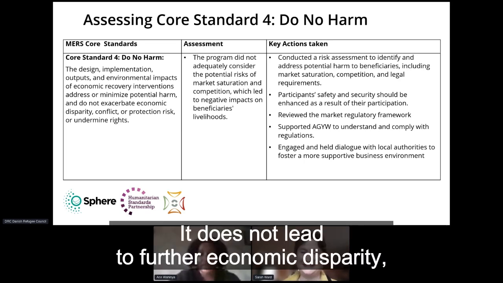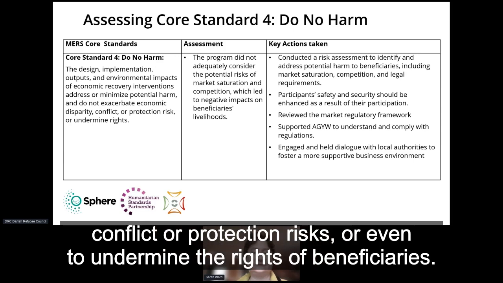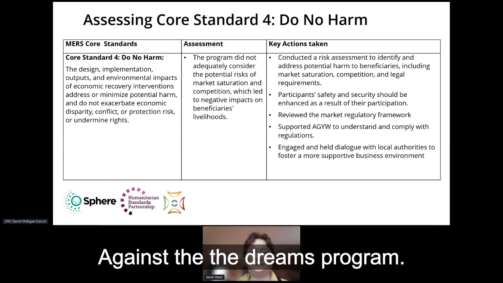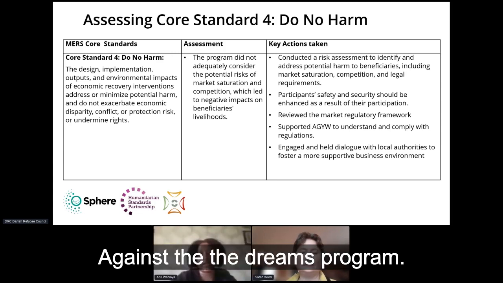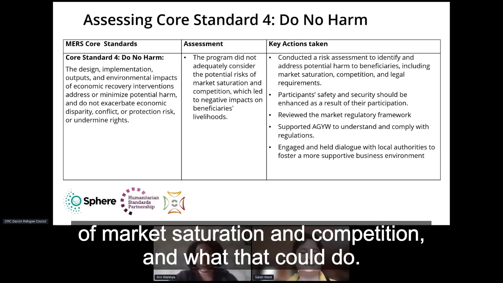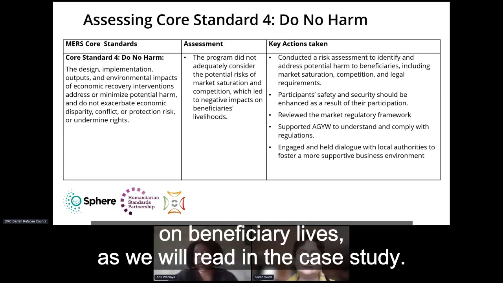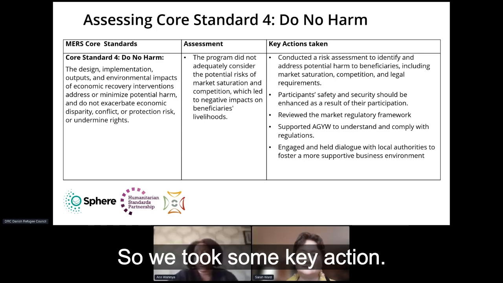Thank you. It does not lead to further economic disparity, conflict, or protection risks, or even undermine the rights of beneficiaries against the DREAMS program. And what we realized is that we had not adequately considered the potential risks of market saturation and competition and what that could do. And this really led to negative impacts on beneficiary lives, as we will read in the case study. So we took some key action.